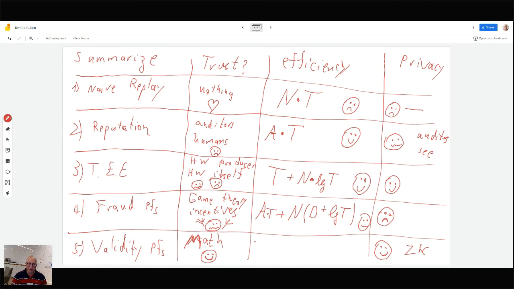And then here we have one party generating the proofs, which is T log T, and then everyone else does n times log T for verifying it, which is also, I'd say, pretty happy.